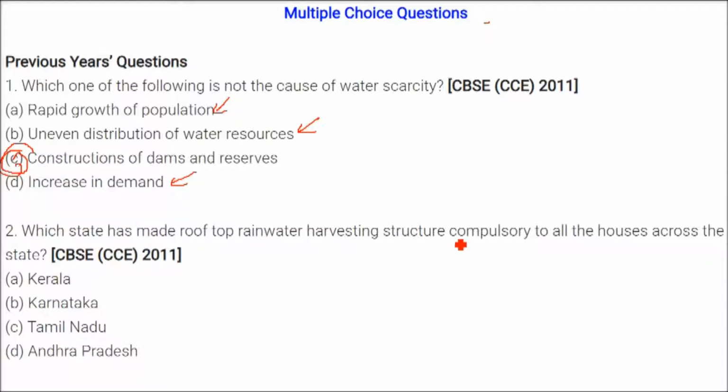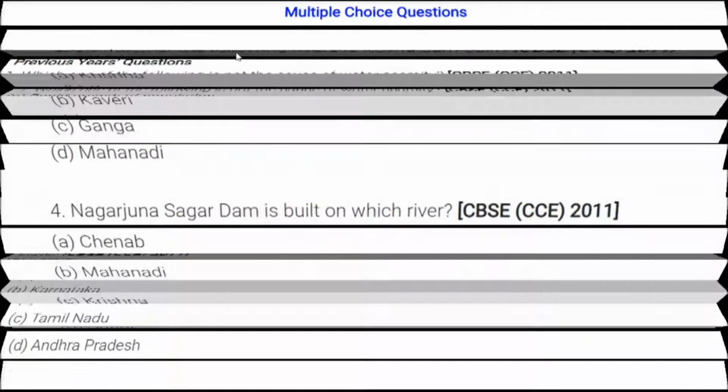Which state has made rooftop rainwater harvesting structure compulsory to all houses across the state? And the state is Tamil Nadu. They have a state special law. So if you are not making this, you can be prosecuted under the law. You can go to jail.